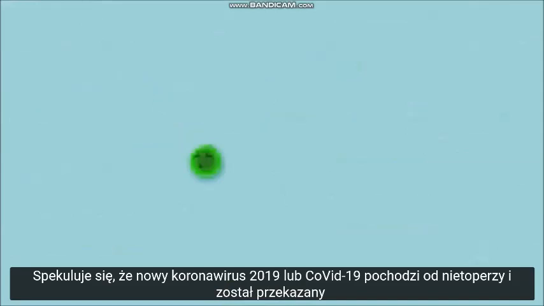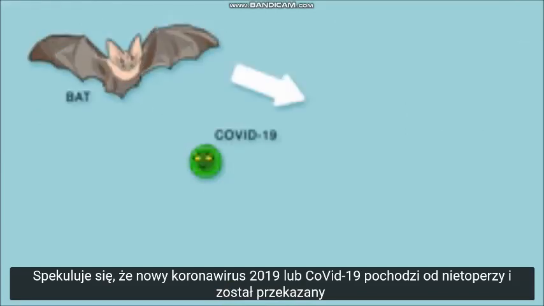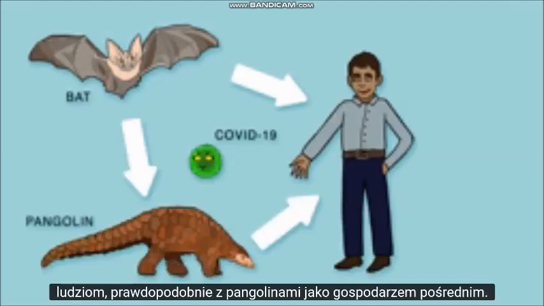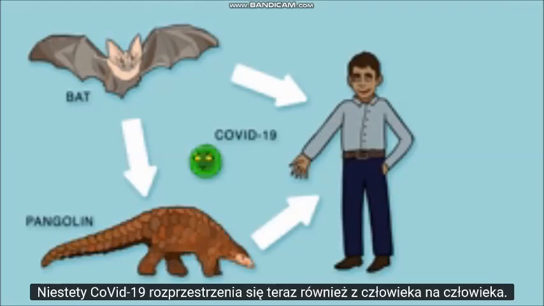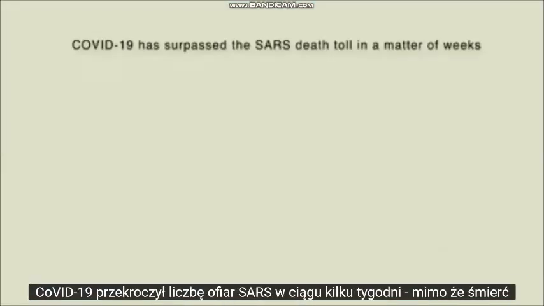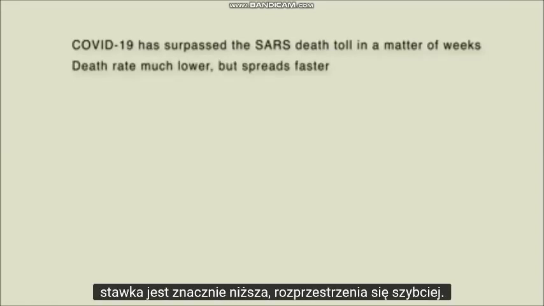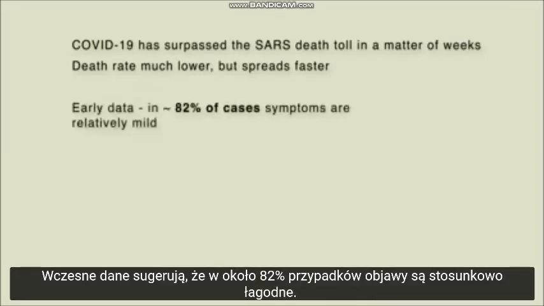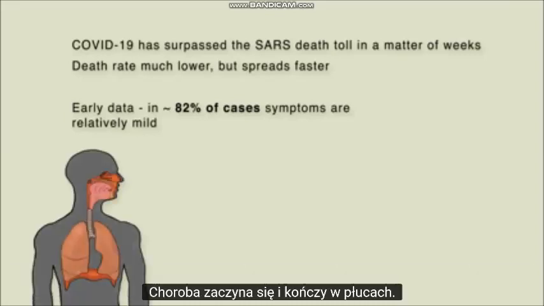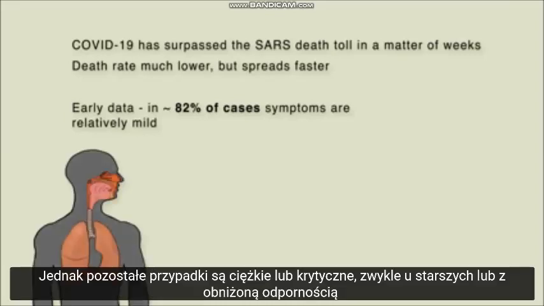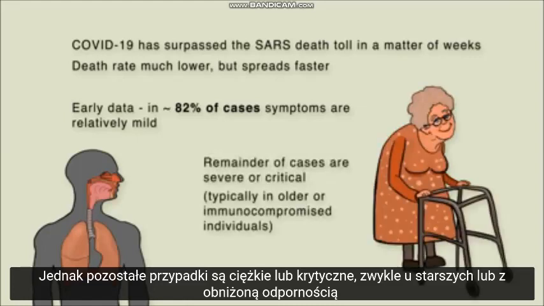It is speculated that the 2019 novel coronavirus, or COVID-19, originated in bats and was transmitted to humans, possibly with pangolins as an intermediate host. Unfortunately, COVID-19 is now spreading from human to human as well. COVID-19 has surpassed the SARS death toll in a matter of weeks. Even though the death rate is much lower, it spreads faster. Early data suggests that in around 82% of cases, symptoms are relatively mild. The illness begins and ends in the lungs. However, the remainder of cases are severe or critical, typically in older or immunocompromised individuals.